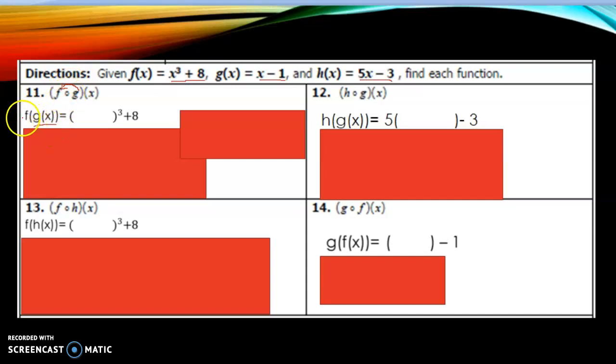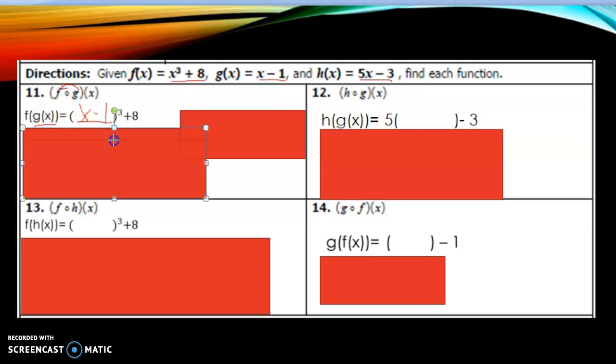So basically, the outside function, the first letter I have is f. So I always look at that function. Anywhere I see an x, I'm going to write this big blank, but I'm going to write the rest of the function. Something cubed plus 8. There's only one x, so that's where my blank is. So the second variable was g. I'm plugging g into f. Wherever that x, that blank is, that's where I'm going to put the function g. The function g is x minus 1. So I plugged in x minus 1 into my blank. Whatever g is going inside of f.